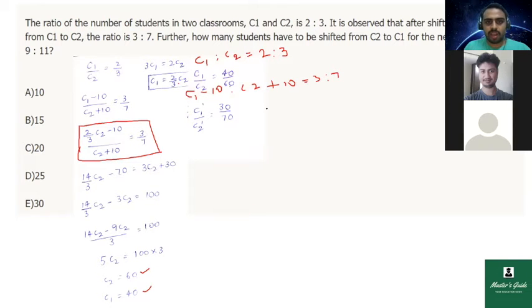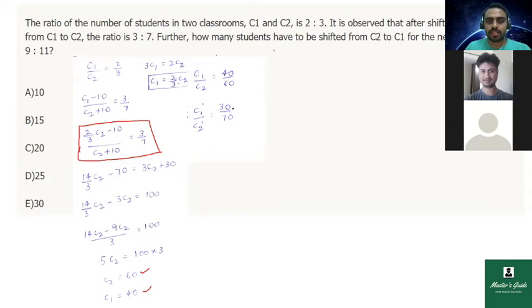Since I have C1 and C2, after doing the first operation, it is again 30 by 70, because C1 by C2 is 40 by 60. You can also think of it in a manual way: shifting 10 students would be 40 minus 10, which is 30, and adding 10 to 60 would be 70. So I have both the ratios.